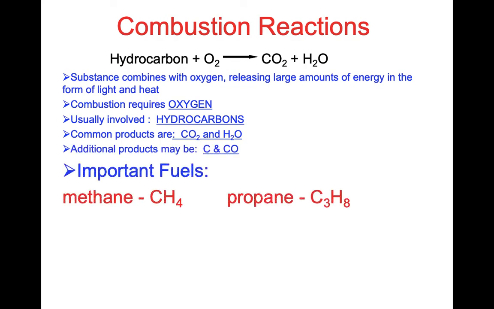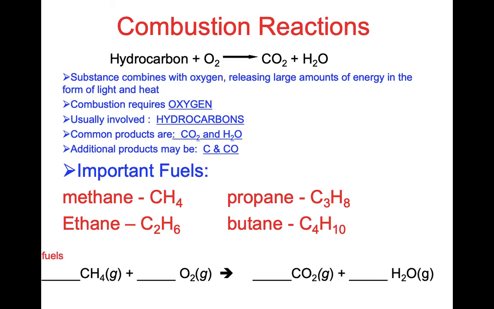Some of these that you've heard of are methane, ethane, propane, and butane. And notice the prefixes meth is 1, eth is 2, prop is 3, and but is 4. An example is combining methane gas and oxygen to produce carbon dioxide and water. This is not balanced. We're going to look at balancing in just a moment.